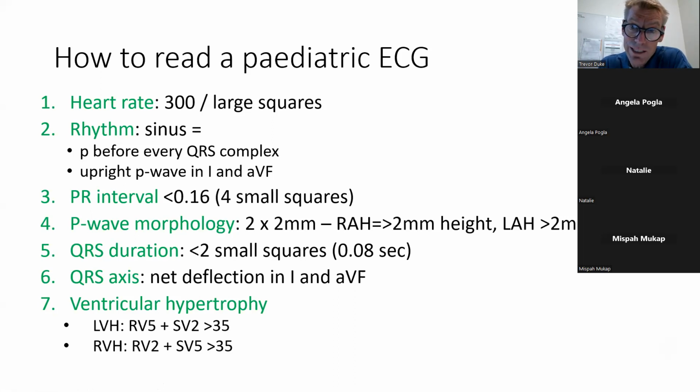I'll finish now, but I just want to go back to where we started, and that is the 7 steps to reading a pediatric ECG. Obviously, you can get more and more complex. You can go into more and more detail, but if you know the heart rate, how to calculate the heart rate, what constitutes sinus rhythm, what the normal PR interval is, P-wave morphology, the QRS duration, the QRS axis, and know how to calculate that by drawing a vector, and to know how to identify ventricular hypertrophy, and then to know how to distinguish atrial tachyarrhythmias from ventricular tachyarrhythmias. That's a really good start in reading a pediatric ECG.